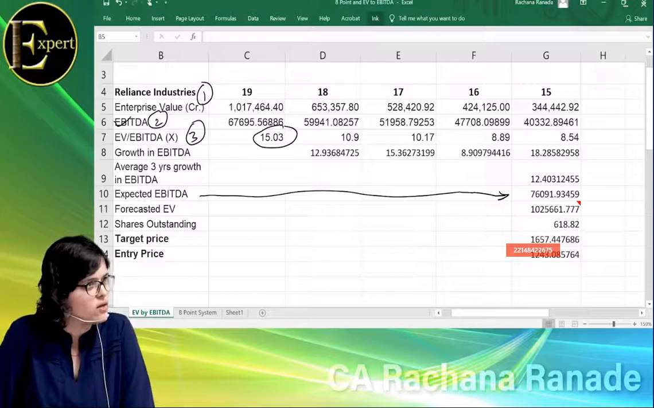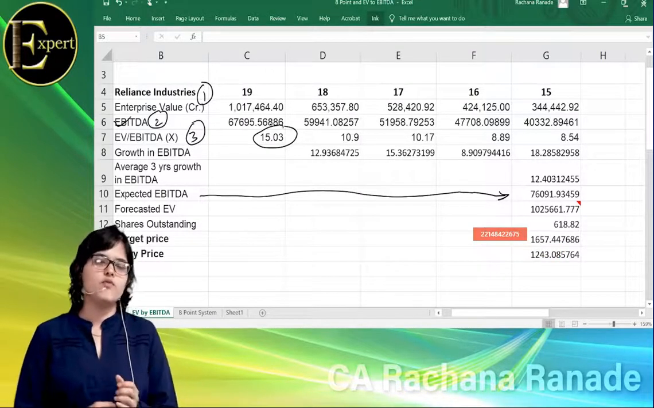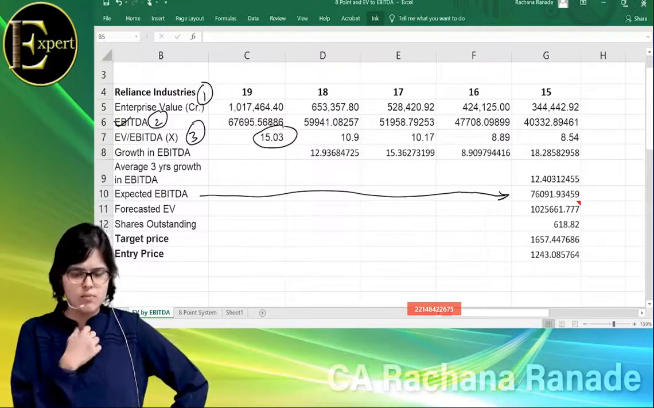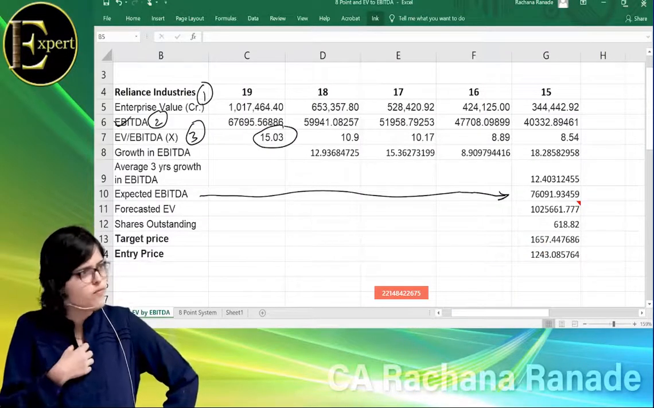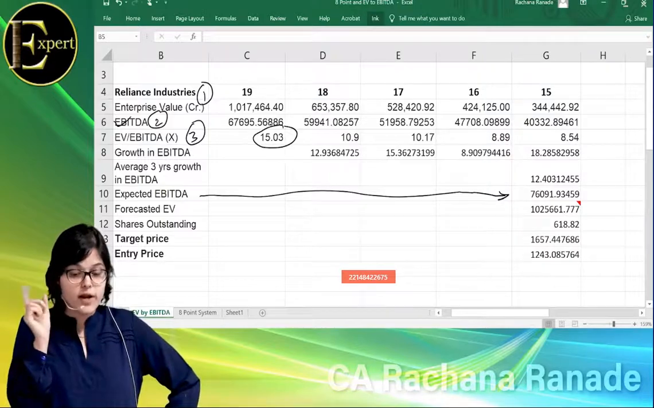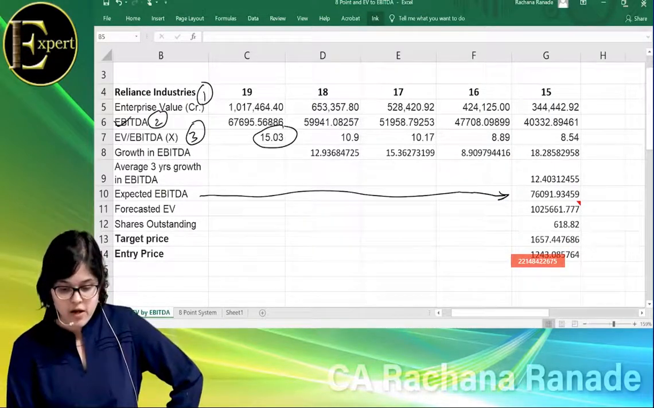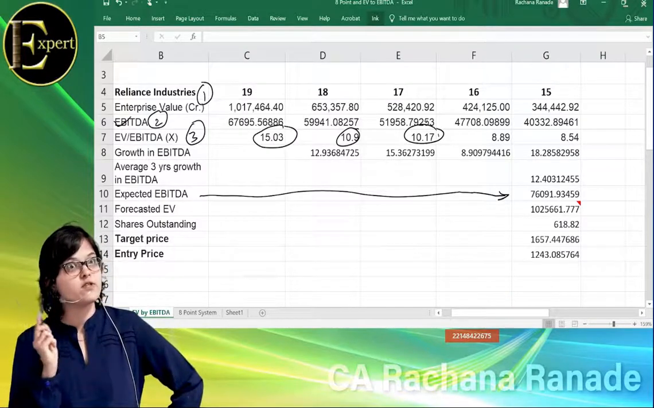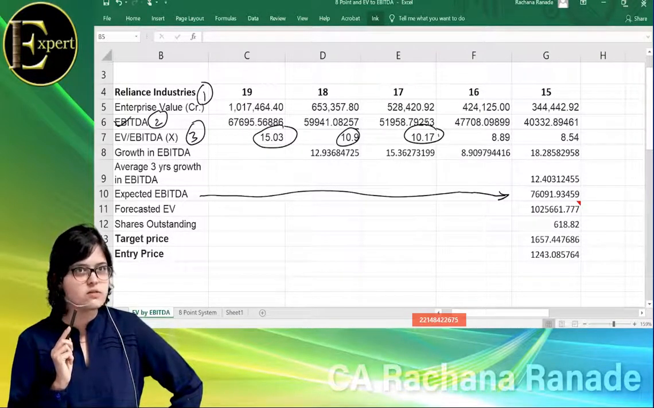Is this okay now? Yes. Now, if I'm a buyer and if I say, wait, right now at the year ended 19, I was ready to pay 15, but year ended 18, I was ready to pay 10. Year ended 17, I was ready to pay 10. So what I'll do, I'll take an average of that. Is this nonsense?